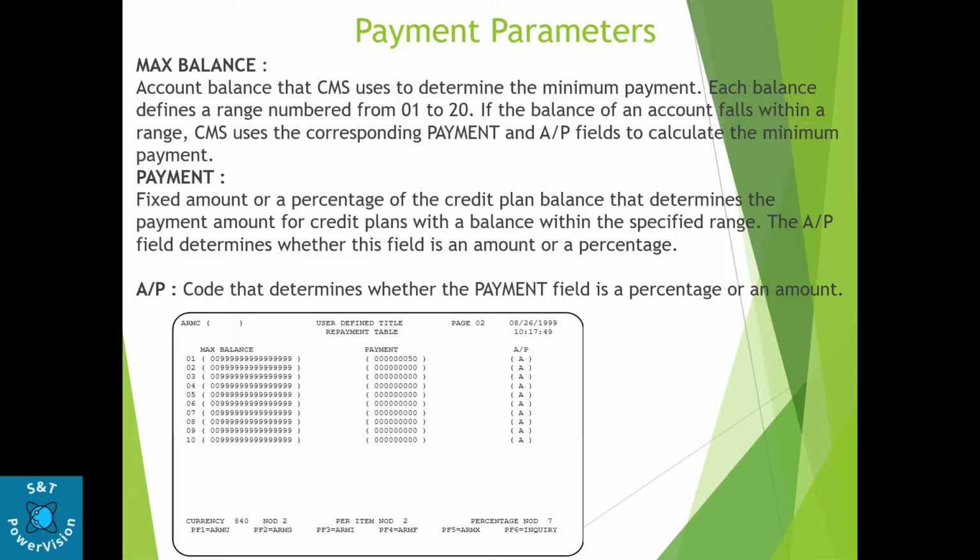Maximum balance indicates the account balance that CMS uses to determine the minimum payment. Each balance defines a range numbered from 01 to 20. If the balance of an account falls within a range, CMS uses the corresponding payment and A/P fields to calculate the minimum payment. Payment means a fixed amount or percentage of the credit plan balance that determines the payment amount for a credit plan with a balance within the specified range. The A/P field is a code that determines whether the payment field is a percentage or an amount.